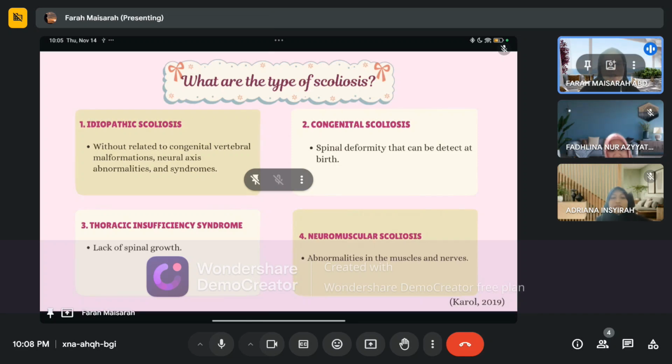Number 3, thoracic insufficiency syndrome, means lack of spinal growth caused by the presence of fusion of the spinal abnormality. And last but not least, neuromuscular scoliosis usually happens with a nerve or muscular condition like cerebral palsy and spina bifida.